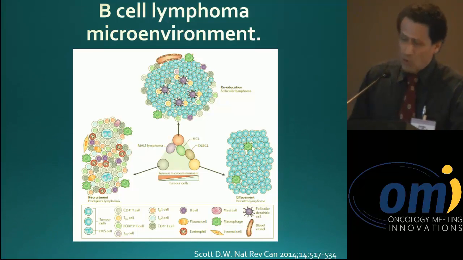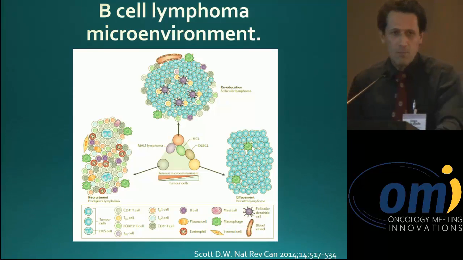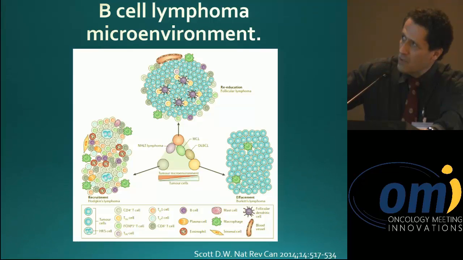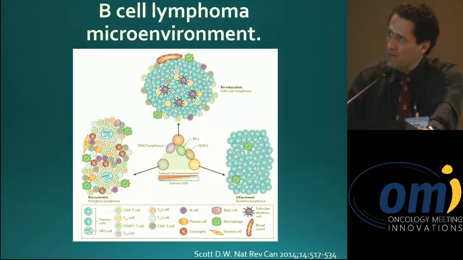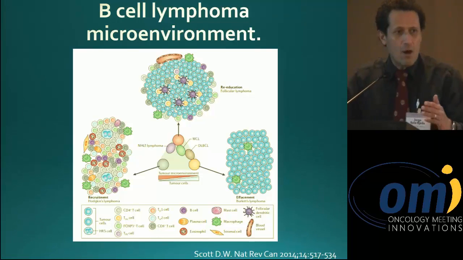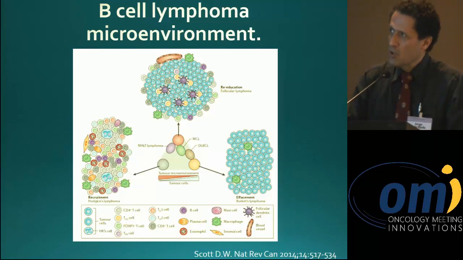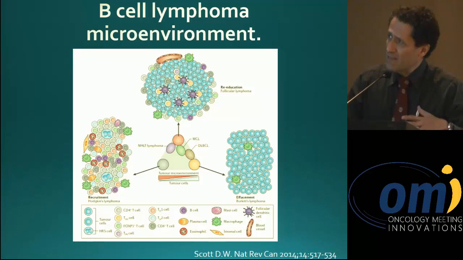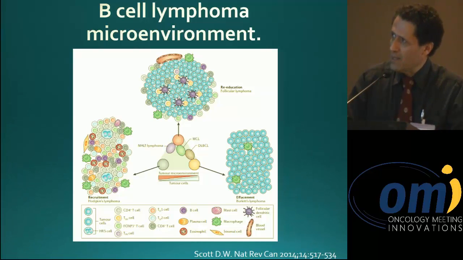We have three patterns of microenvironment in lymphomas in general. The first pattern, re-education, is observed, for example, in follicular lymphoma, in which we have a lot of tumoral cells dependent on the microenvironment. So the contact between the stromal cells and tumoral cells produces a dependence of the tumoral cells on the microenvironment.